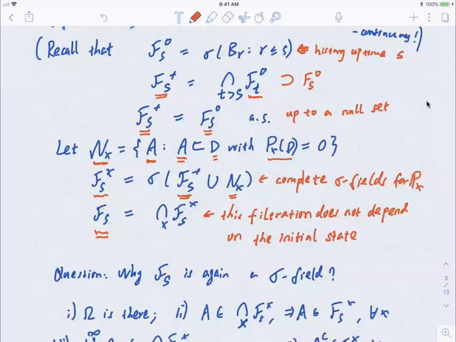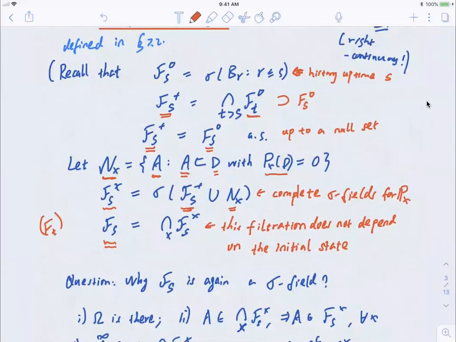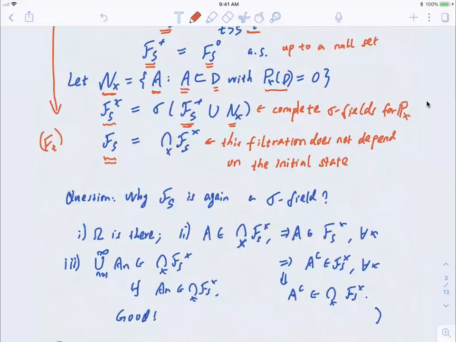So later, when we're talking about filtration for Brownian motion, we just mean the above construction. So Ft, or Fs, is constructed by this line. It basically puts together all the sigma fields which depend on the initial state, then we take the intersection. This Fs is really a sigma field. You can check this.